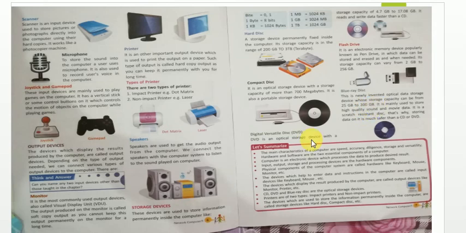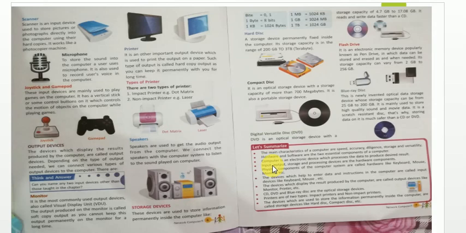So this is a summary of the chapter. First, the main characteristics of a computer are its speed, accuracy, diligence, storage, and versatility. We already discussed this in the previous class. And the next one is hardware and software are two essential components of a computer. If hardware is needed, software is also needed for a computer to work.